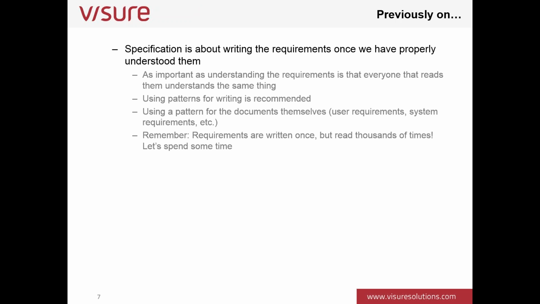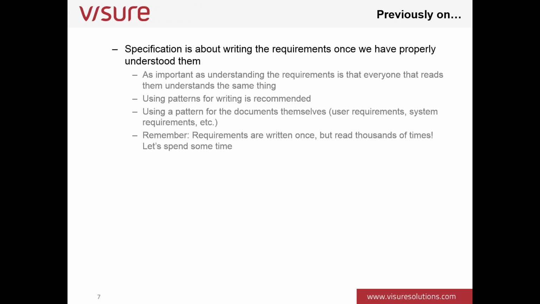And it's super important, remember this: requirements are written once, but they are read thousands of times. So please, let's spend some time writing those requirements down. Let's be sure that everyone is going to understand the same thing and that everything is clear. And once everything is clear, let's put those requirements down. Let's write those requirements. Okay.